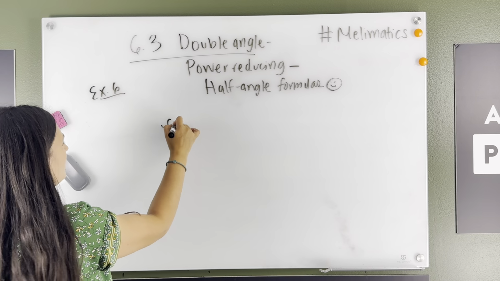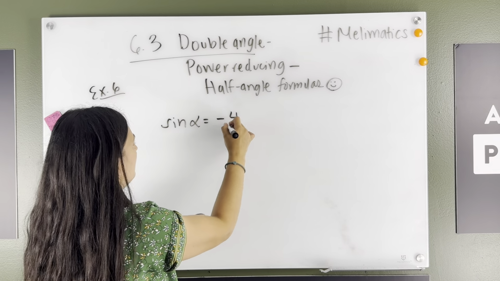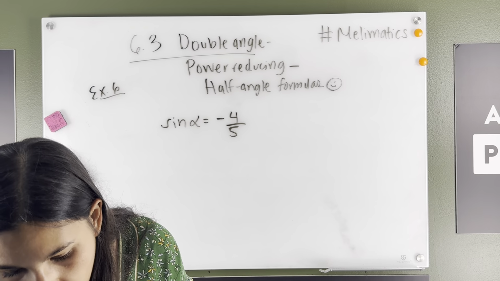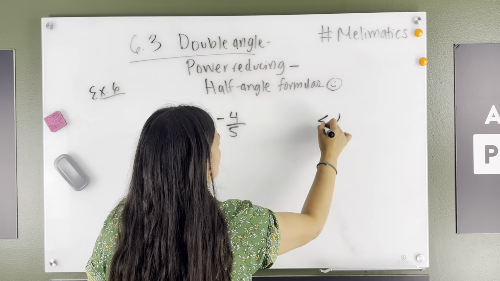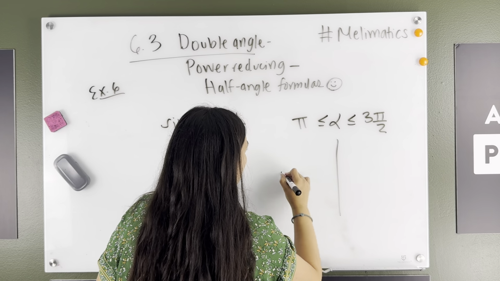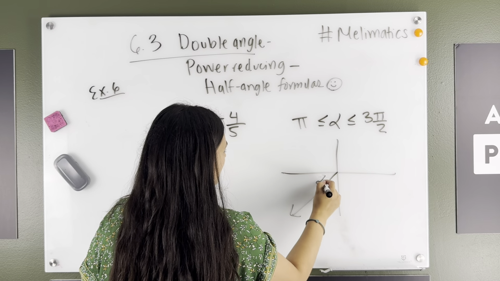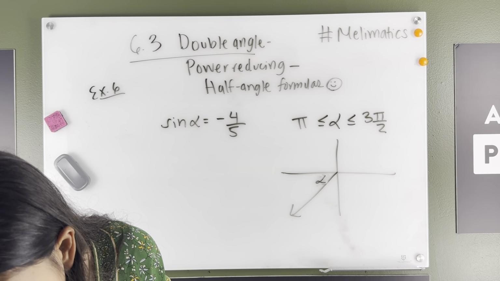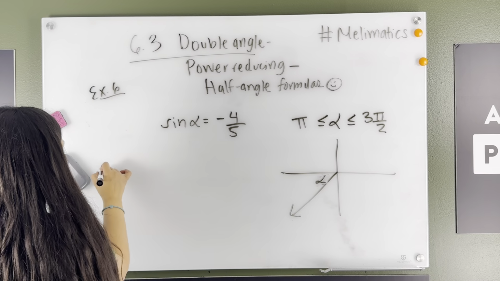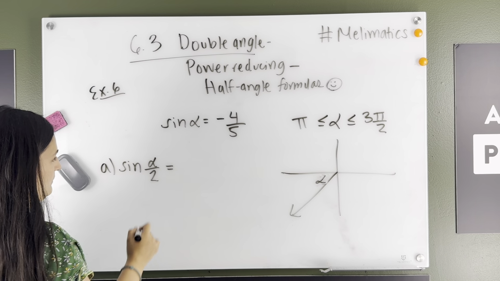sine of alpha is negative 4 over 5. Alpha is in between pi and 3 pi over 2, which means it's in the third quadrant. Find the exact values. Okay, great. So part A is saying, can you find sine of alpha over 2?